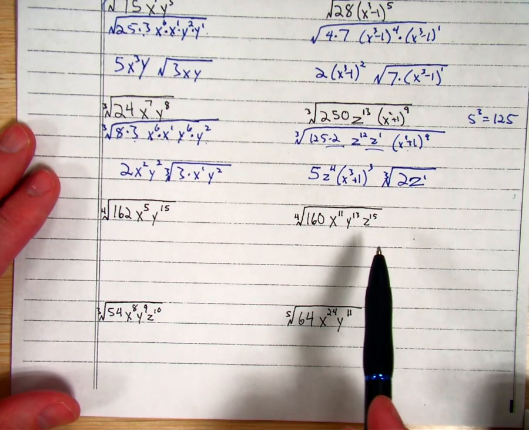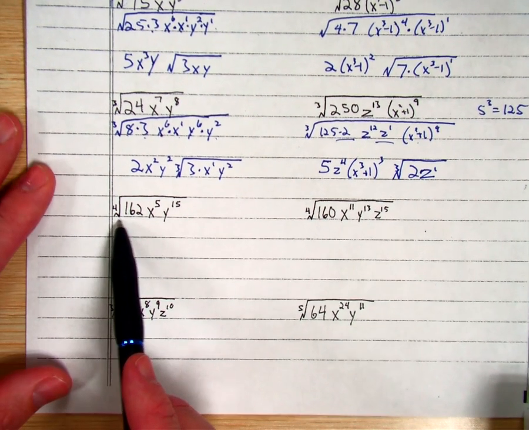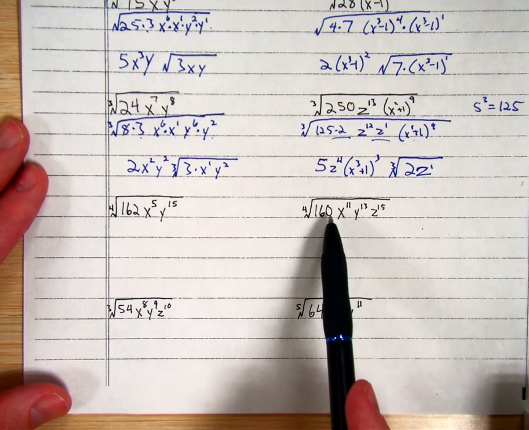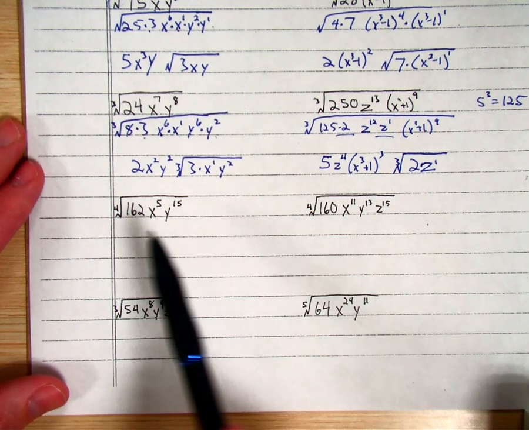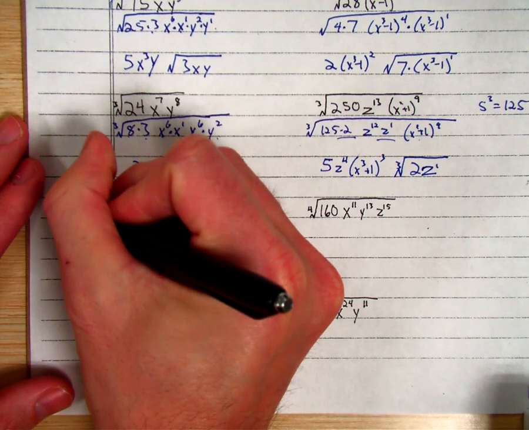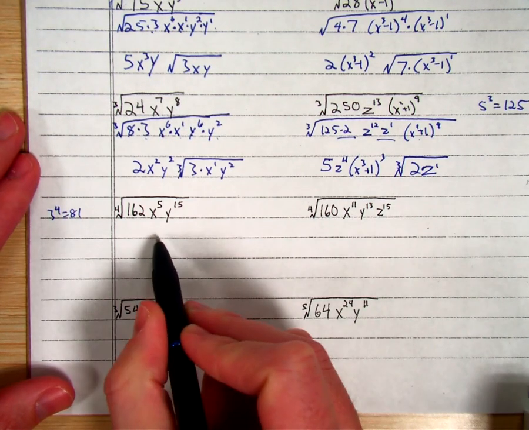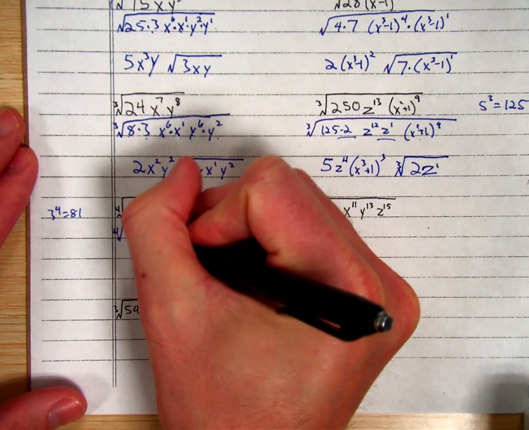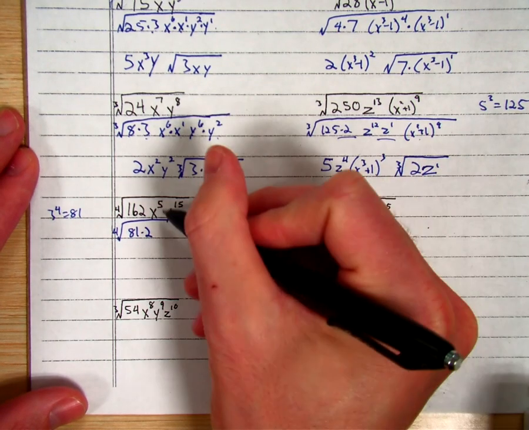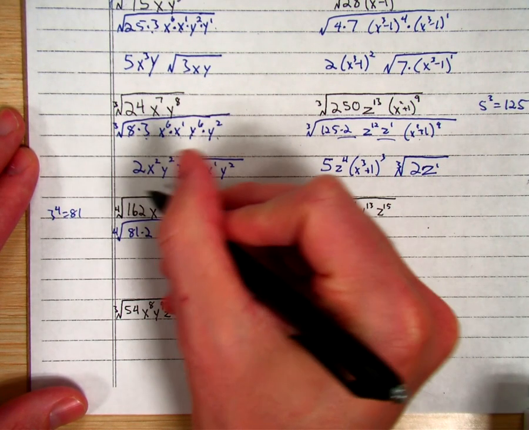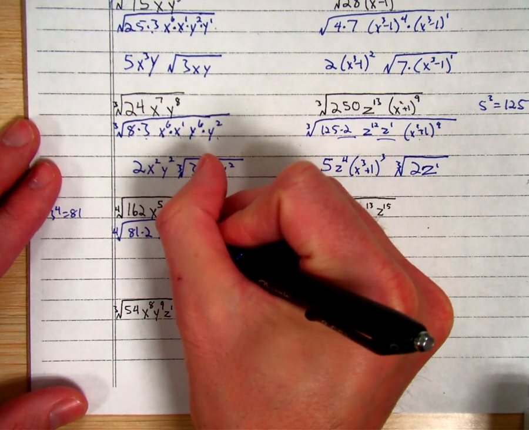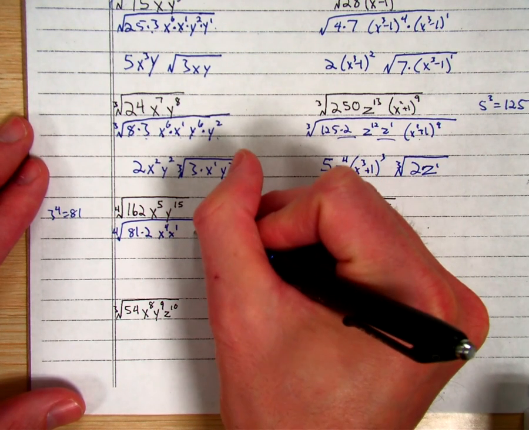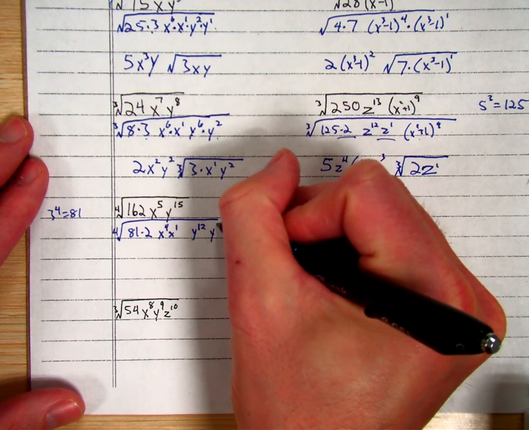Let's do over here. So if you're doing a 4th root or a 5th root, okay, the bigger the root number, the more likely it is that these are going to be something with a 2 or a 3. Okay, so 3 to the 4th is 81, and that's going to work out nicely with our 162. So we'll have 81 times 2. Okay, 5 does not work perfectly with 4, so we're going to split that up into x to the 4th, x to the 1st, and our y to the 15th, we're going to go y12, y3.